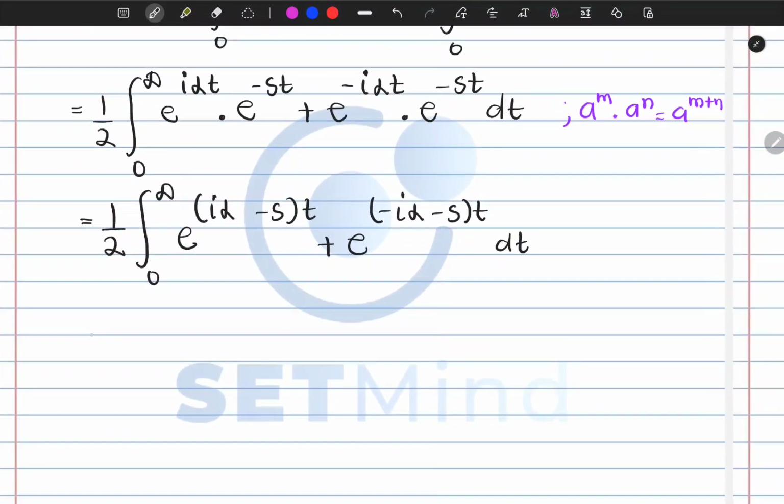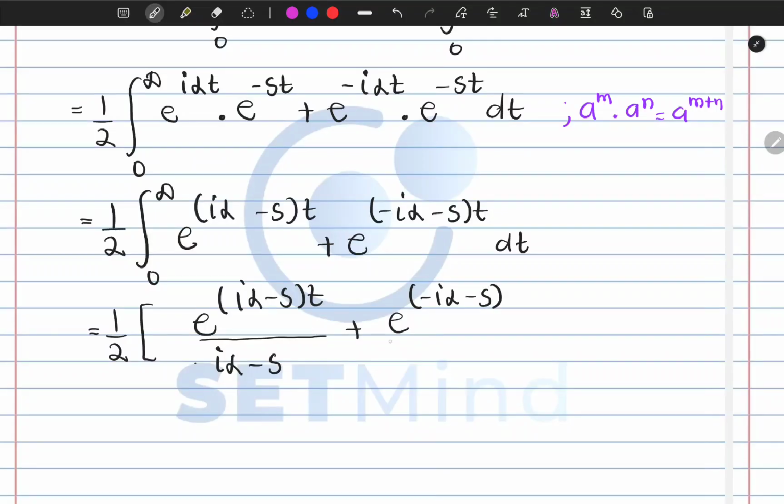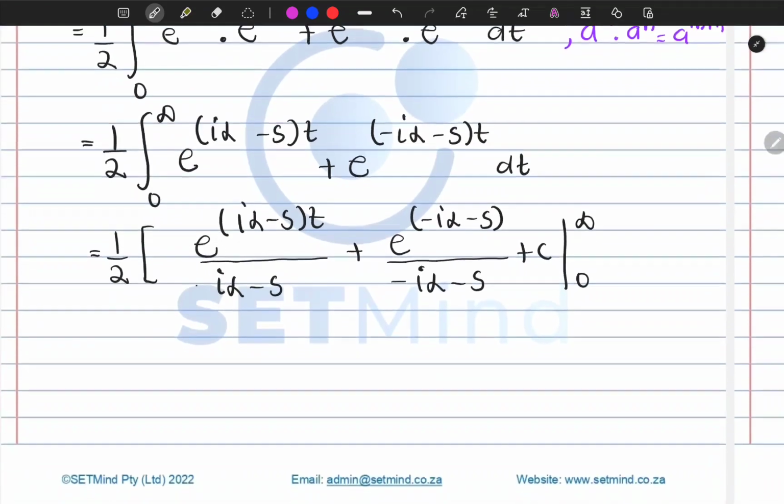So let's quickly do our integration here. We have 1 over 2 into, we are going to have e to the i alpha minus s times t, divided by i alpha minus s, then plus e to the negative i alpha minus s times t, divided by negative i alpha minus s, plus c, and then we put in our integration limits 0 to infinity.